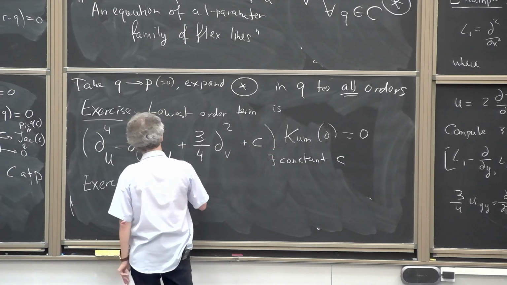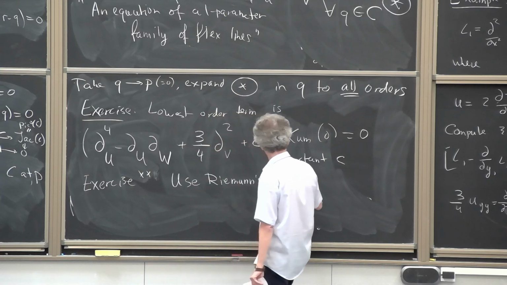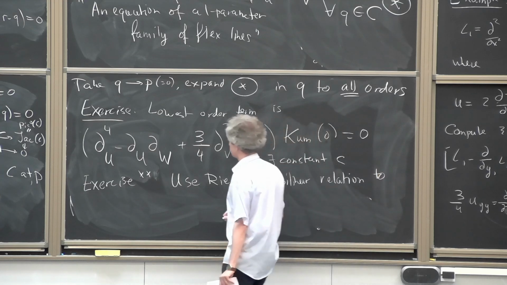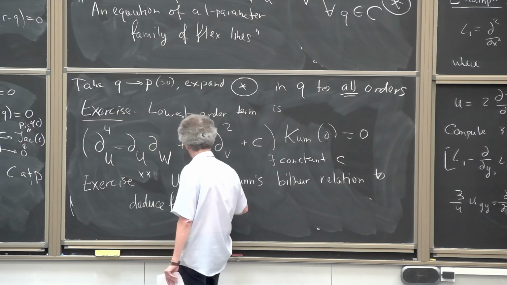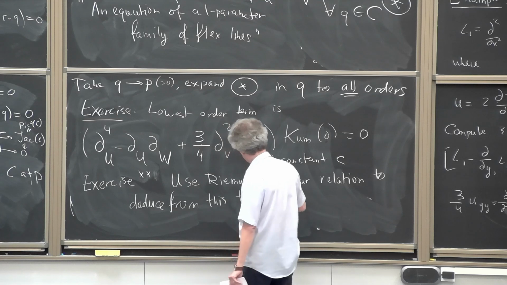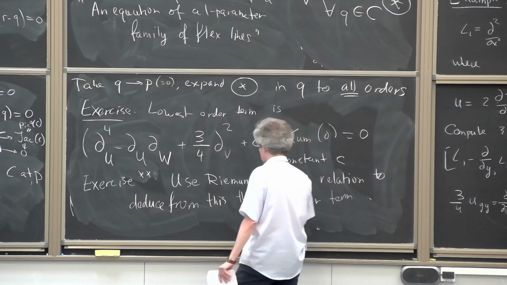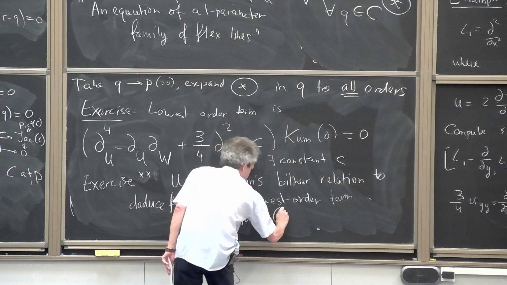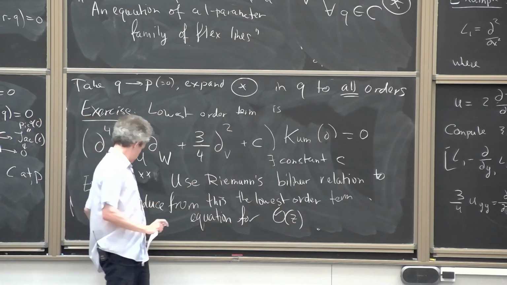I can now use Riemann's bilinear relation to convert this, to deduce from this the KP equation, right? Not quite true. The lowest order term equation for the theta function itself, for the usual theta function. Okay? I will leave it at that for the time being.